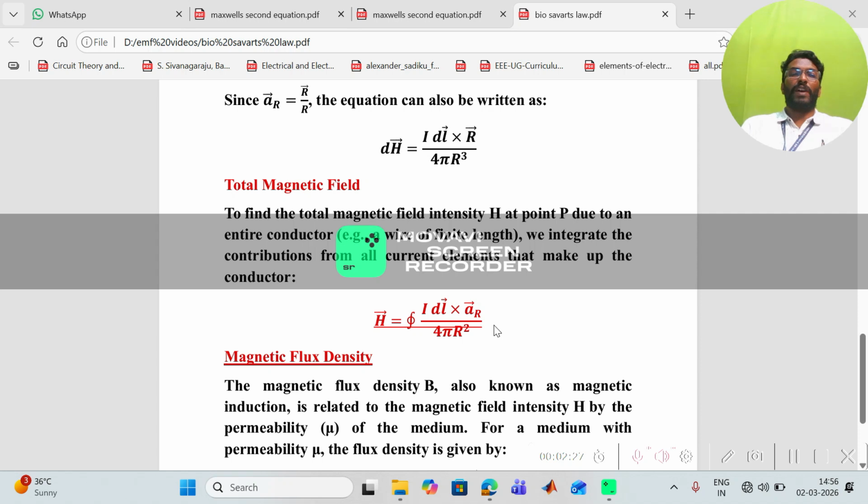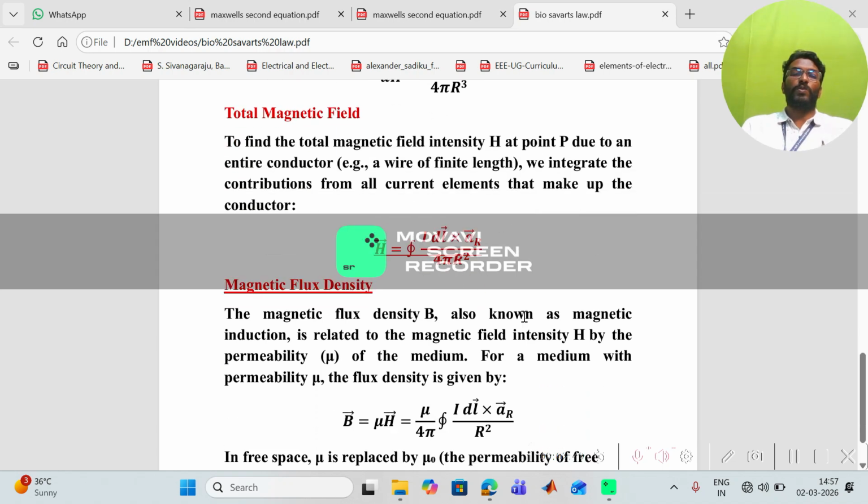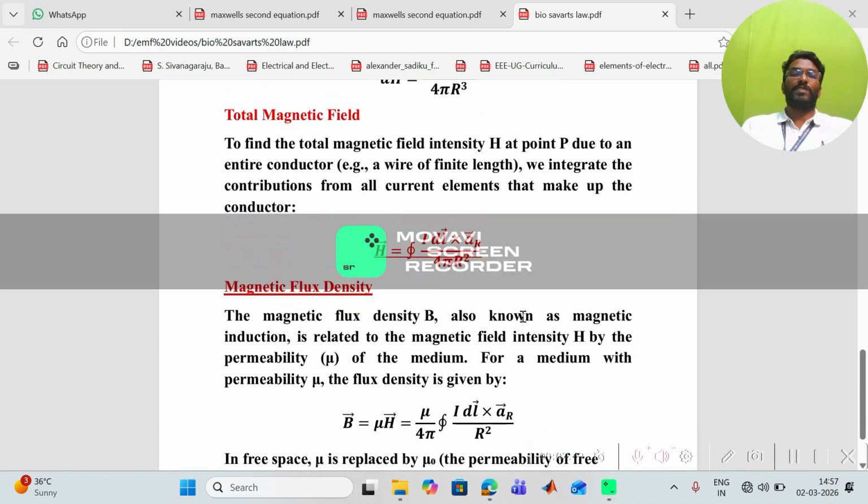So, if we need to find out the total magnetic field intensity at the same point P due to an entire conductor, suppose a wire of finite length, we integrate the contributions from all current elements that make up the conductor. So, H bar is equal to closed integral of Idl cross aR bar by 4 pi r square.